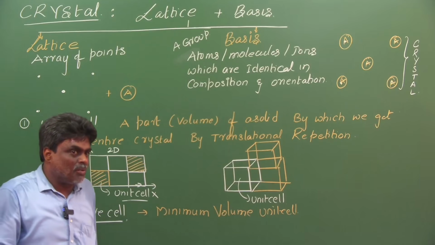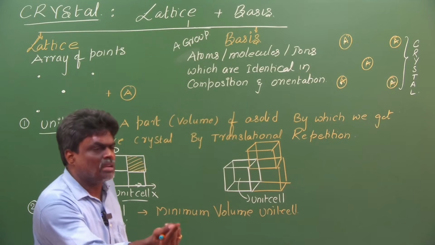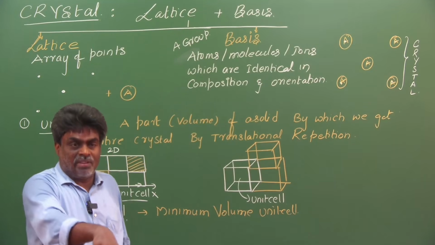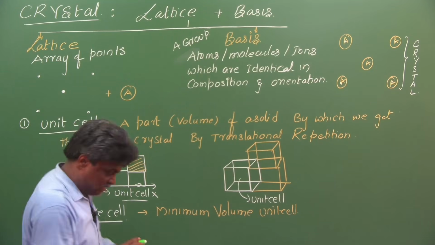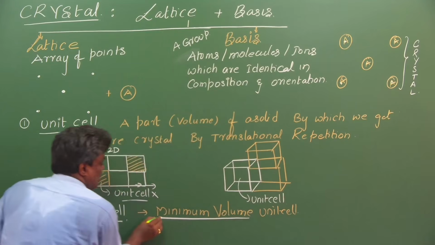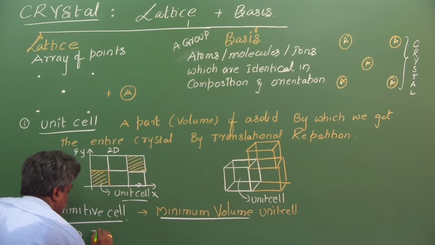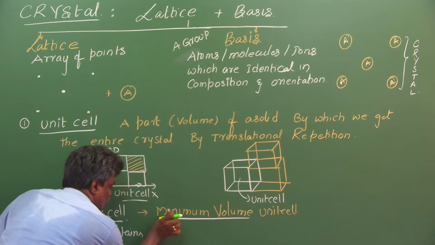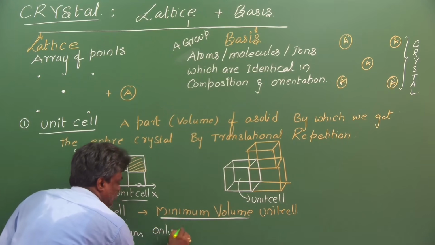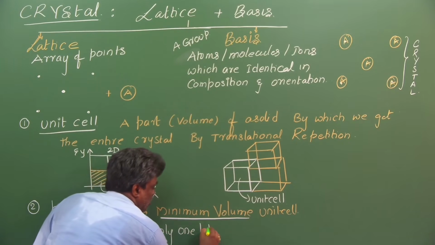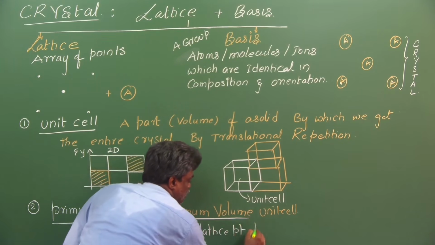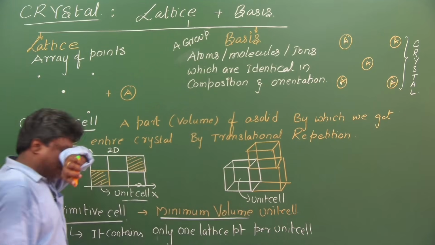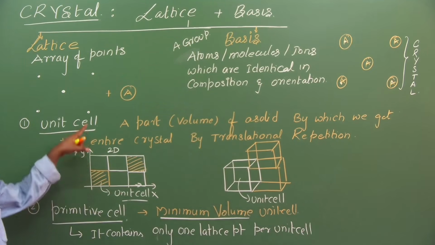How is it having a minimum volume? It is having only one lattice point per unit cell. That's why it is having a minimum volume. Understand? Because it contains only one lattice point per unit cell. So that is called a primitive cell. I hope you understand the definitions.